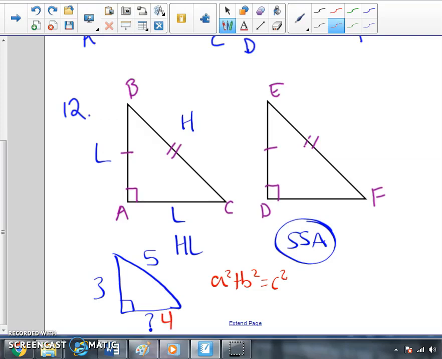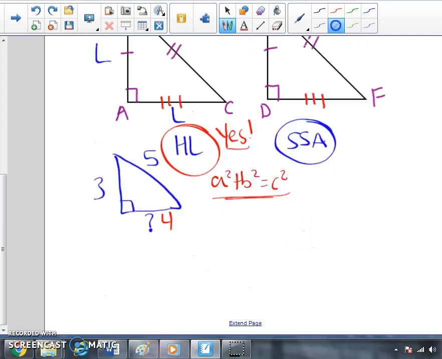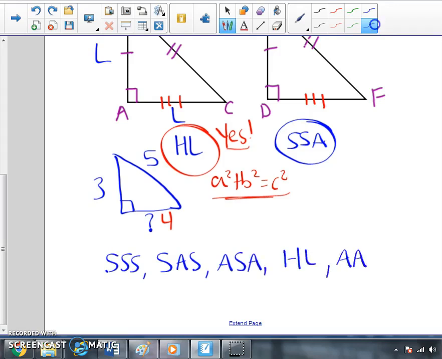So we can actually use hypotenuse leg as a fifth way to prove triangles congruent because of the fact that if we see side-side-angle, what we can say is that our third side would need to be the same or congruent because of Pythagoras' theorem. So to sum up the end of this lesson, you should have gotten 5 ways to prove triangles congruent. They are side, side, side, side, angle, side, angle, angle, side, and hypotenuse leg.